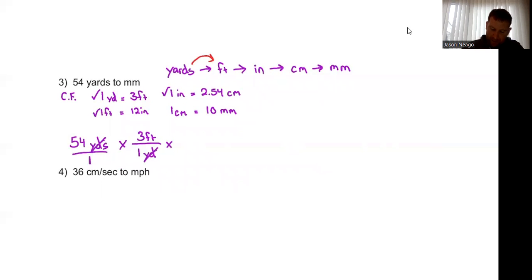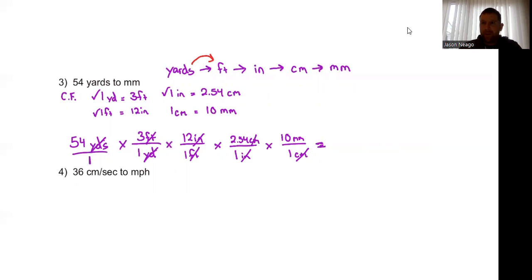My next conversion factor would be 1 foot in the denominator, 12 inches in the numerator. My feet cancel. And then I have 2.54 centimeters in the numerator, 1 inch in the denominator, my inches cancel. And then I have 10 millimeters in the numerator and 1 centimeter in the denominator. My centimeters cancel.